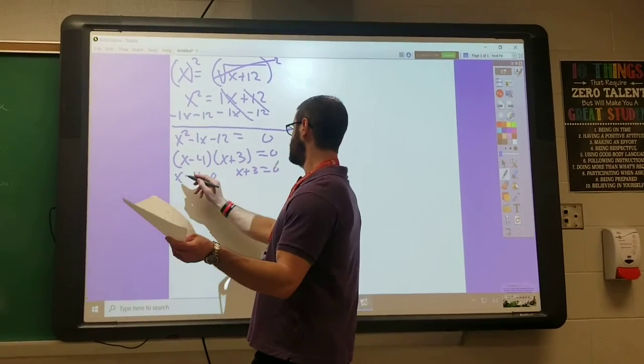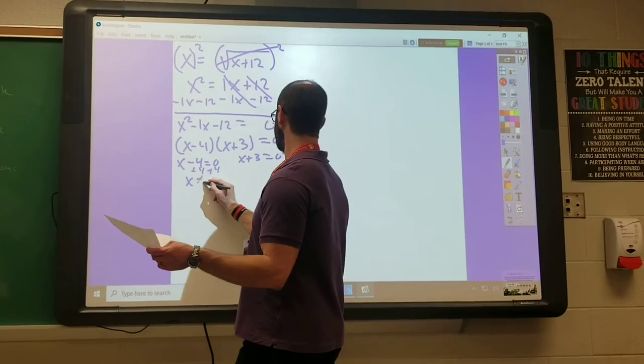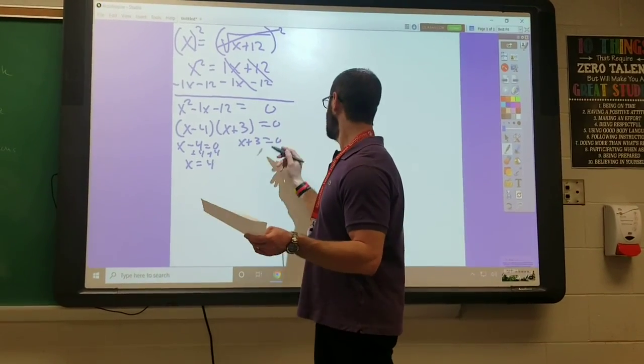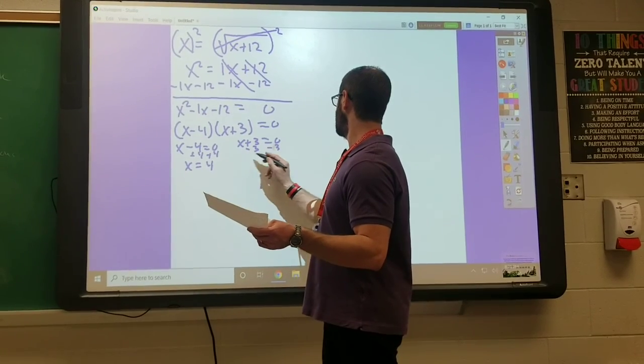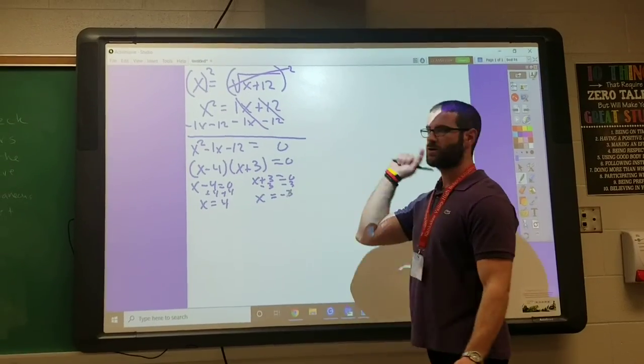And x minus 4 equals 0, add 4 to both sides. So x equals 4, possibly x equals 4. Remember we have to check it. Subtract 3, so x is possibly equal to negative 3. Now we're going to check.